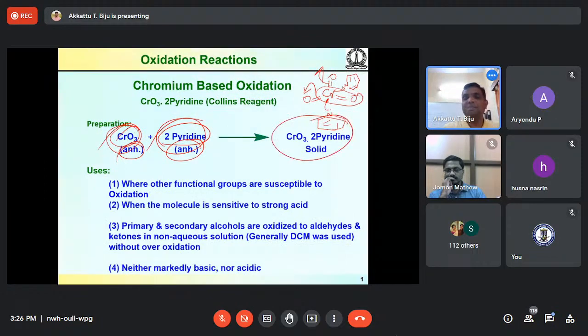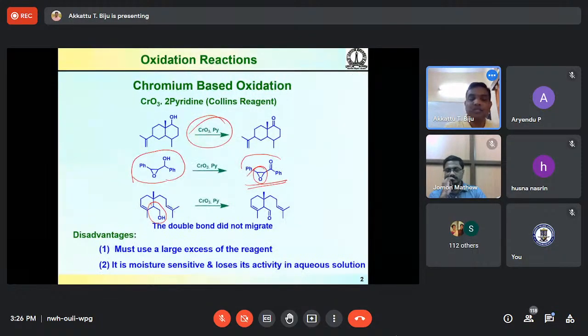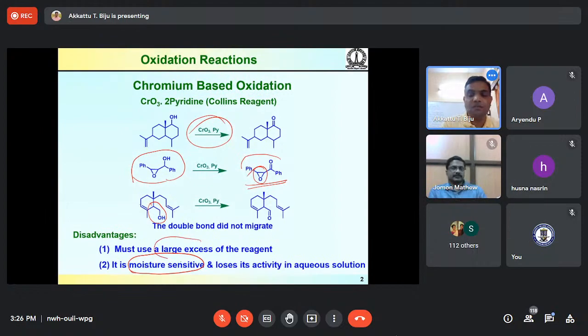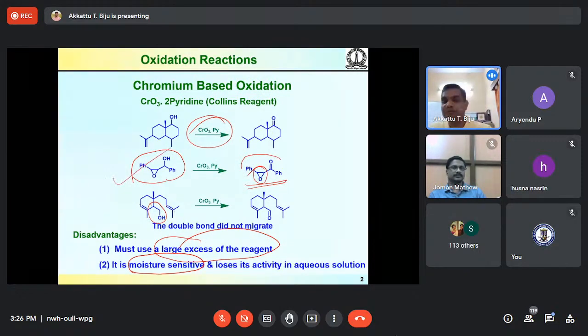But the disadvantage of this method is that this salt formed is very much hygroscopic in nature, so it absorbs moisture from the atmosphere. So one has to handle this Collins reagent under inert atmosphere, and that is one reason it easily decomposes, and hence one has to use a large amount of the reagent for doing a given transformation. So you can use acid sensitive functional groups, but the disadvantage is that it is moisture sensitive and one has to use a large amount of the reagent.